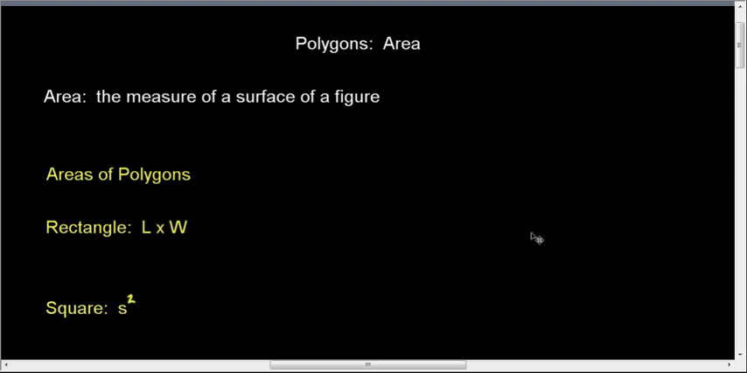In this video, we're going to take a look at polygons and areas. We're going to concentrate on triangles and quadrilaterals. And quadrilaterals are nothing more than a four-sided polygon. So things like rectangles and squares.